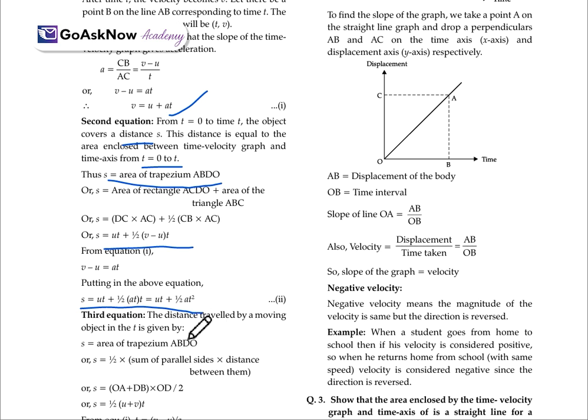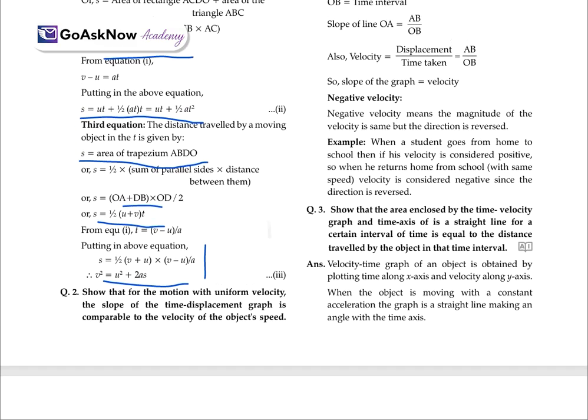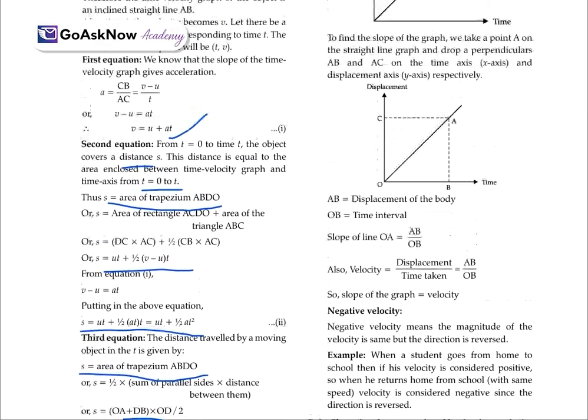Now the third one. The distance traveled by the moving object in time t is given by s equal to the area of the trapezium ABDO. Then s is equal to half the sum of the parallel sides times the distance, denoted as s is equal to (OA plus BD) times OD upon 2. Then s is equal to half (u plus v) t. When you simplify this with the first and the second equation, you will get v square is equal to u square plus 2as. So this is all about the equations of motion with the help of the graphical method.